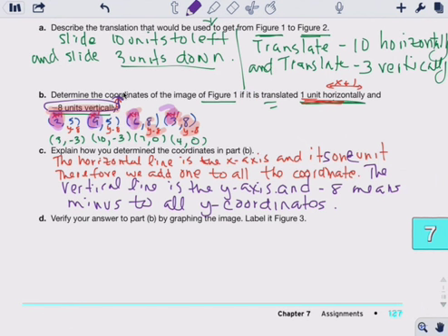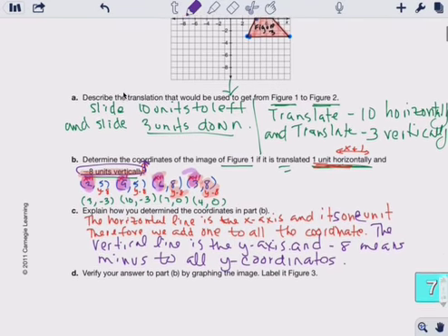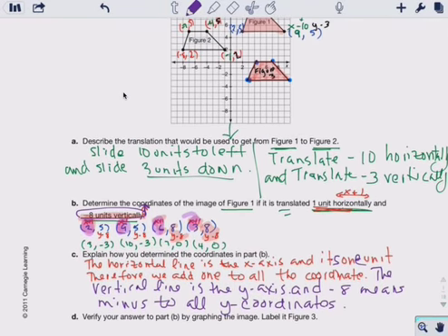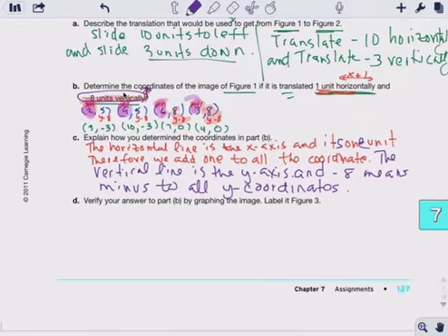That's how I would explain it. Verify your answer by graphing the image and labeling it figure 3. We did that already, right here. We graphed it to make sure. So we're all done.